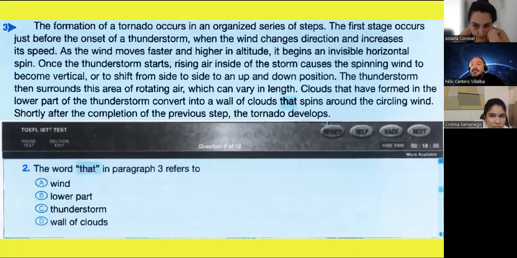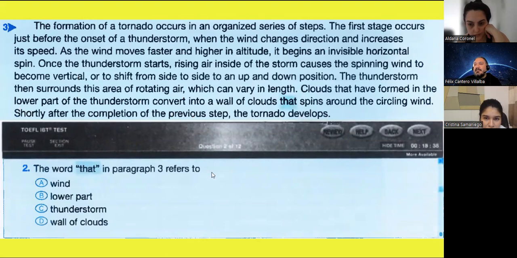Sorry. A, B, C, or D? A, B, B, lower part. Or no? Aldana, what do you think? The wall of cloud. It is D. So it is actually the immediate noun before that. Yes. So this is the trickiest one. One is immediately before. Okay. So if you had a comma, that will probably refer to something that was before. But in this case, it refers to wall of clouds.